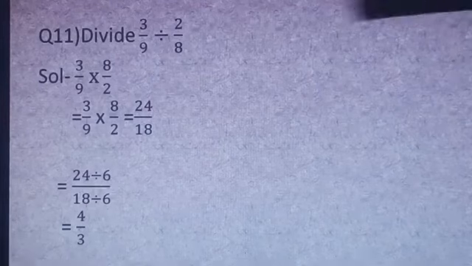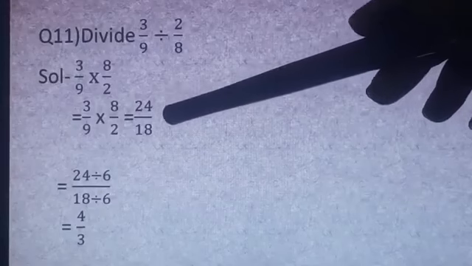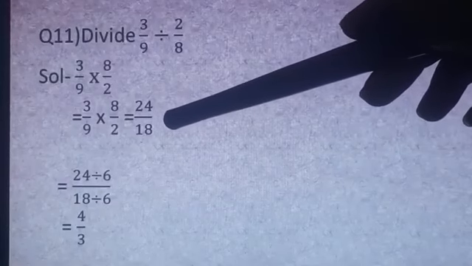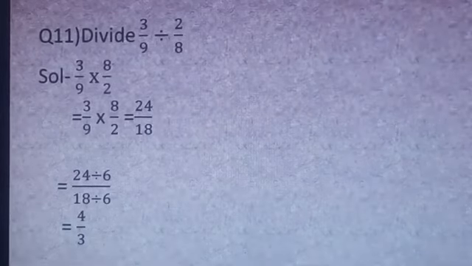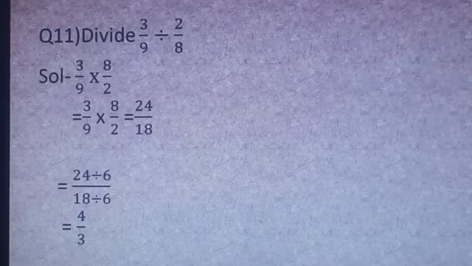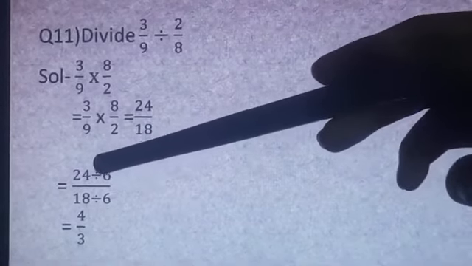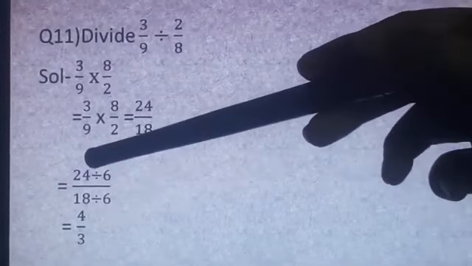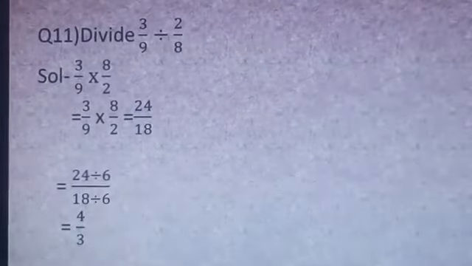9 twos are 18. Now look here. 24, 18. It is clear from here that it is not in its lowest form. Division is here. So now we know that 24 and 18 both are coming in the table of 6. If you are cancelling it with table of 2, then you have to do again cancellation with table of 3. That is also okay. Now what I have done? Now I have done division with 6. 24 divided by 6, 4. 18 divided by 6, 3. So our answer is 4 upon 3.